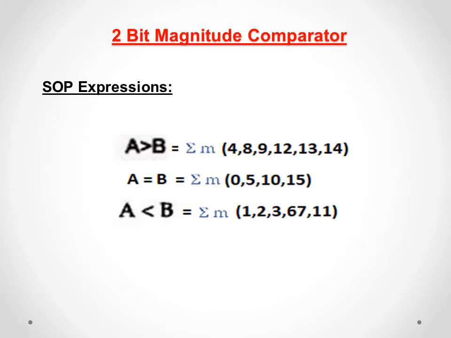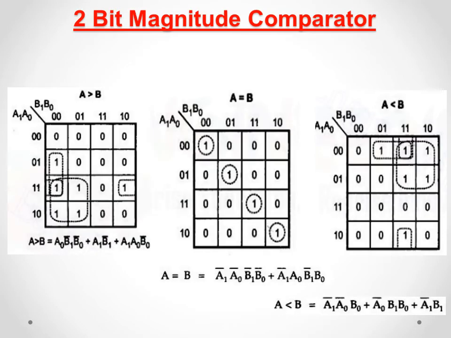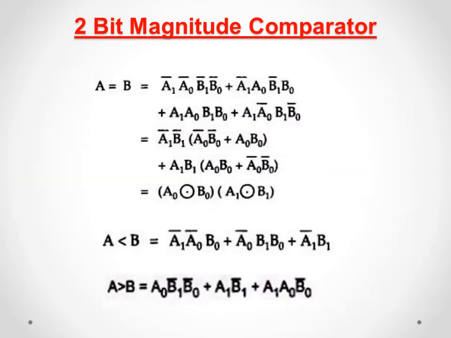Now from the truth table, we get the SOP expressions for A greater than B, A equal to B and A less than B. These SOP expressions are reduced by using a 4 variable K-map. With proper grouping in the K-map for the three expressions, we get the reduced expressions. The A equal to B cells are single groups, not grouping with other cells, so the expression is not simplified by the K-map. We can get the simplified expression for A equal to B by using Boolean algebra.